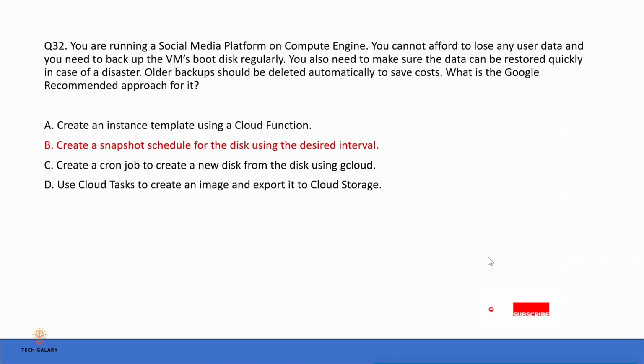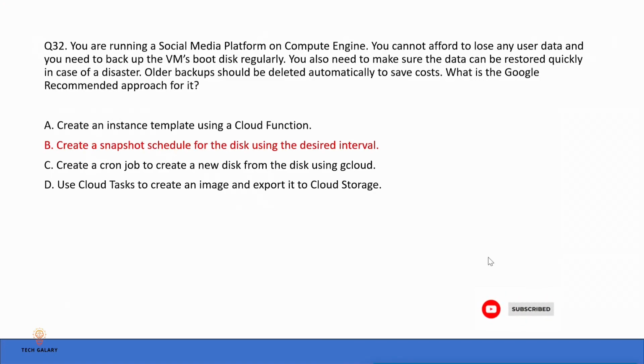Now let's take a look at option B. Create a snapshot schedule for the disk using the desired interval. Here, snapshots and disks are independent objects in GCP. You could create a snapshot from the disk and then delete the disk and the snapshot will stay. And you can use this snapshot to create a new disk, assign it to another VM, mount it and use it. So all the information that the original disk had at the time of the snapshot will still be there. Snapshots are an efficient way of backing up and restoring, and by using them, you can quickly restore the data in case of a disaster. So, option B is correct.